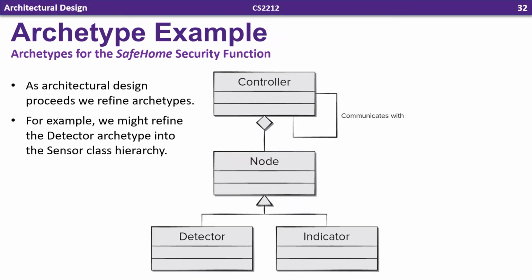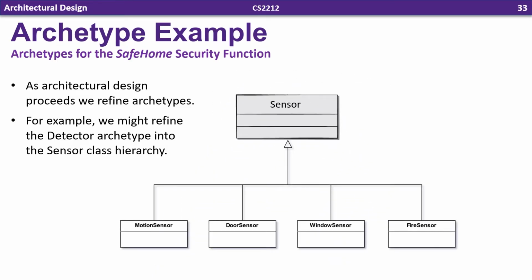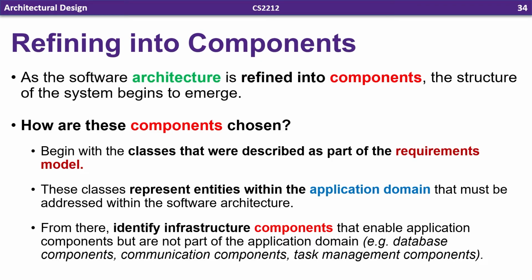As the design of your architecture proceeds, you further refine these archetypes. For example, in the case of the SafeHome system, we might now refine the detector archetype into a sensor class hierarchy. In this example, a sensor class is created with a child class for each sensor type. The sensor class itself might implement a node interface that is common to both detectors like sensor, as well as any indicator classes we might have in our system. As we refine archetypes into components, the structure of the system begins to emerge and become more defined.